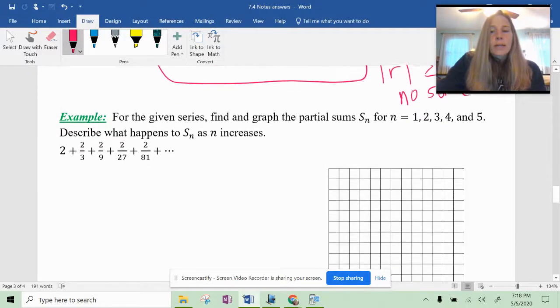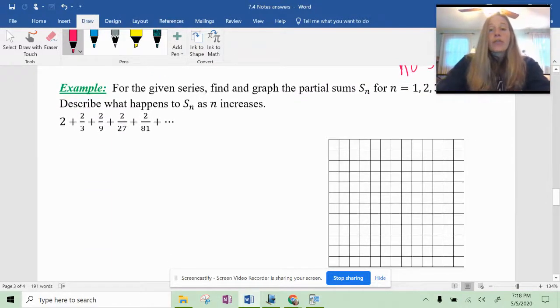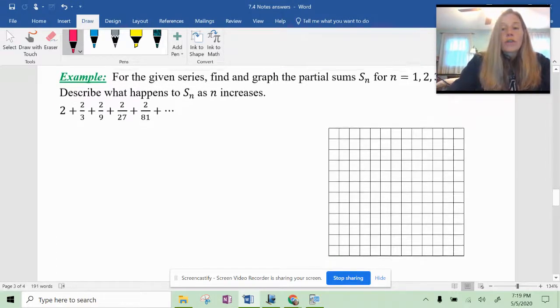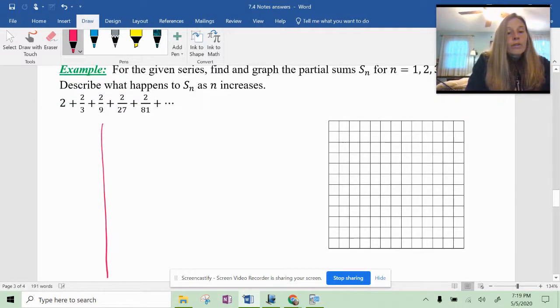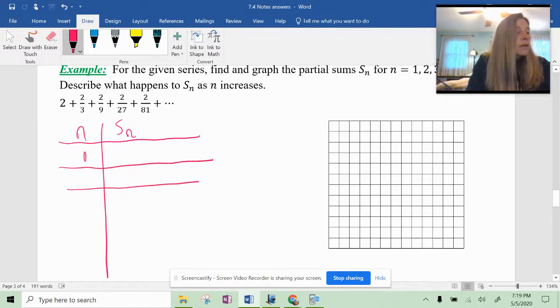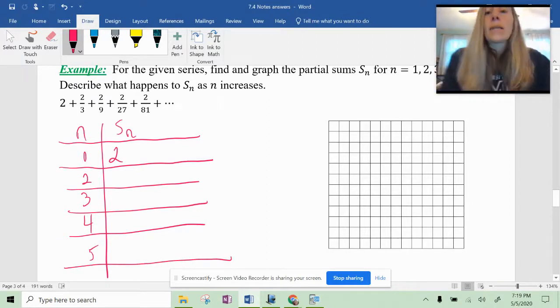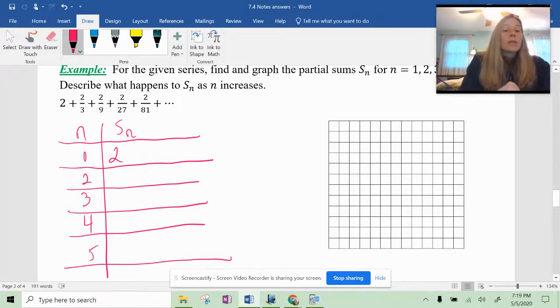Okay, so let's take a look at the example. For the given series, find and graph the partial sums for n values of 1, 2, 3, 4, and 5. So I'm going to make a little chart over here. It's sort of like an XY table, right? This will be my n, and this will be my sum. I'm going to go up to 5: 1, 2, 3, 4, and 5. My first term is just 2. I don't have to add it to anything since it's just the first term, so that's the sum as well.